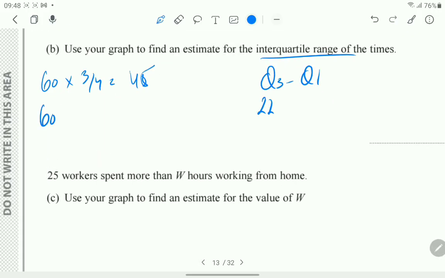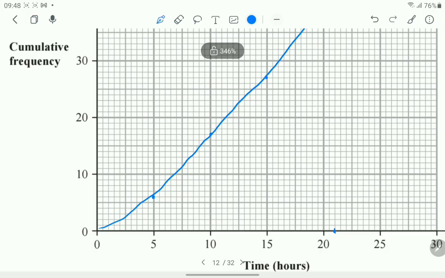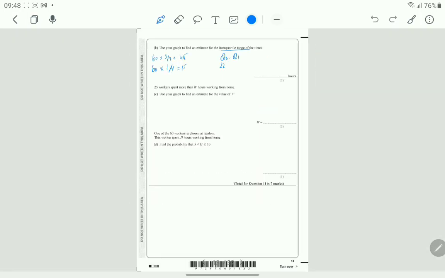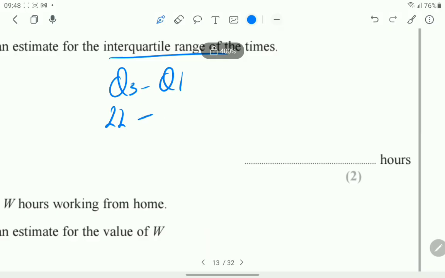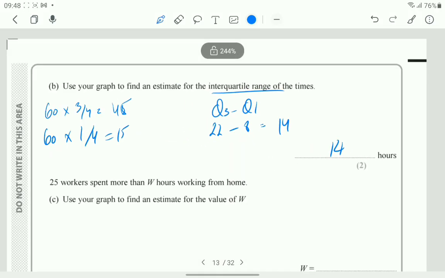and in order to find Q1, it's 15, and repeating the same process, go to 15 on your cumulative frequency and trace it back down. We get 8. 22 minus 8 is 14, so 14 is the answer. Know that even if you mess up your graph, you still get marks for calculating the correct interquartile range even with a flawed graph.